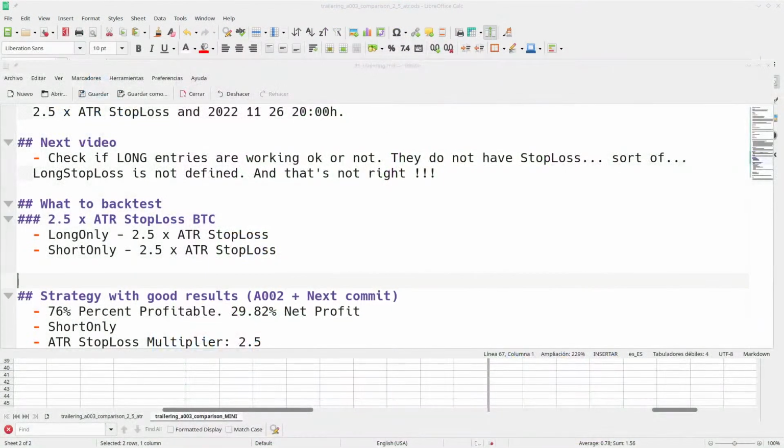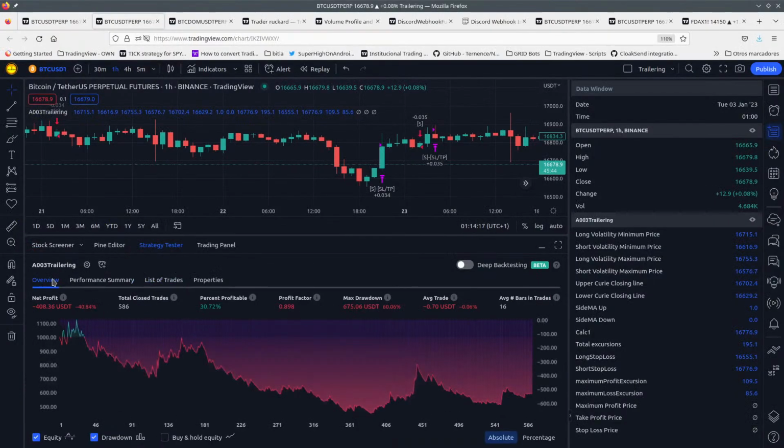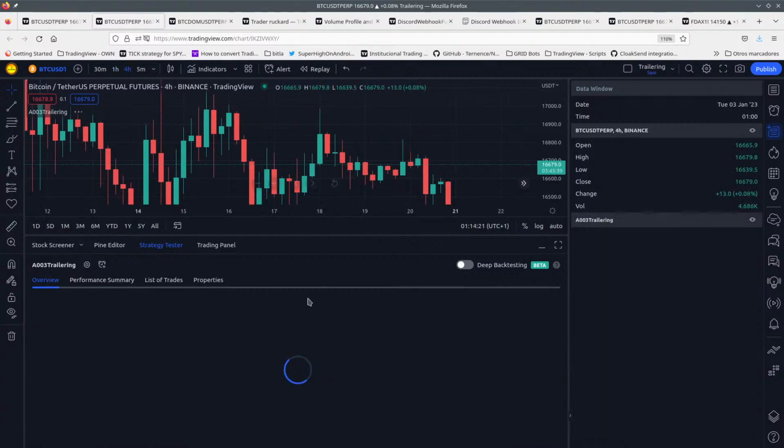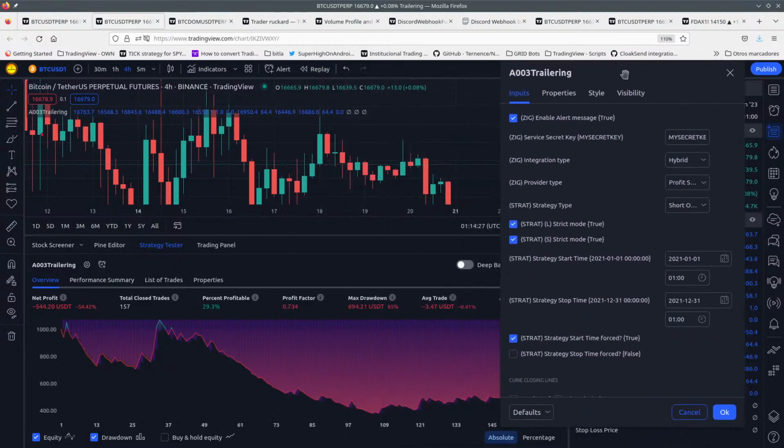Okay, so we have these results. Let's see what we can do. So we could automate this with Python so that it's not so painful to understand what's happening with these results. But before doing that, I'm going to take a look at changing this into 4 hours and so on. See if there's something that makes sense like this. So this is short only, I guess.